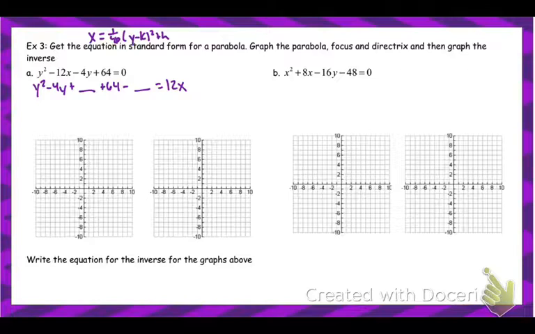Take the b value, divide it by 2, and square it. So -4 divided by 2 squared is 4. If you add 4 to the left side to keep it the same equation, you also have to subtract 4 from the right side. I've now created a perfect square trinomial. That becomes (y - 2) squared. 64 minus 4 is 60.